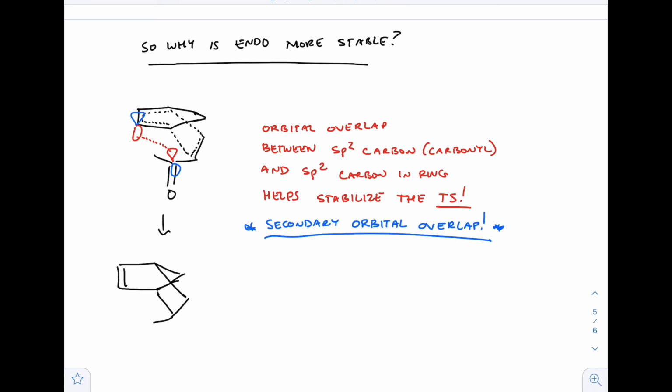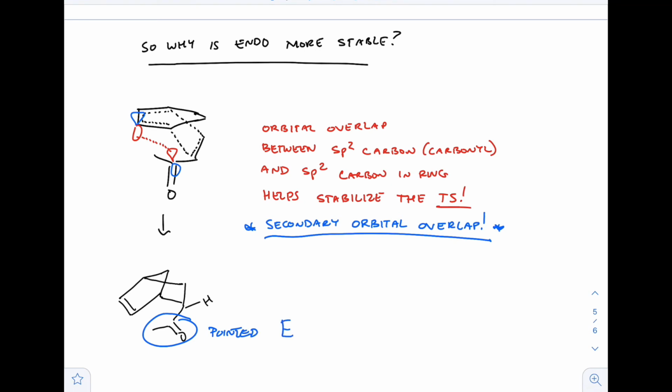So how does this explain endo, right? Let's say we did actually draw in those bonds. It's going to look terrible, but just for the sake of the picture, right? We're going to rotate that. Now you can see how that R group is actually pointed down or underneath the rings.